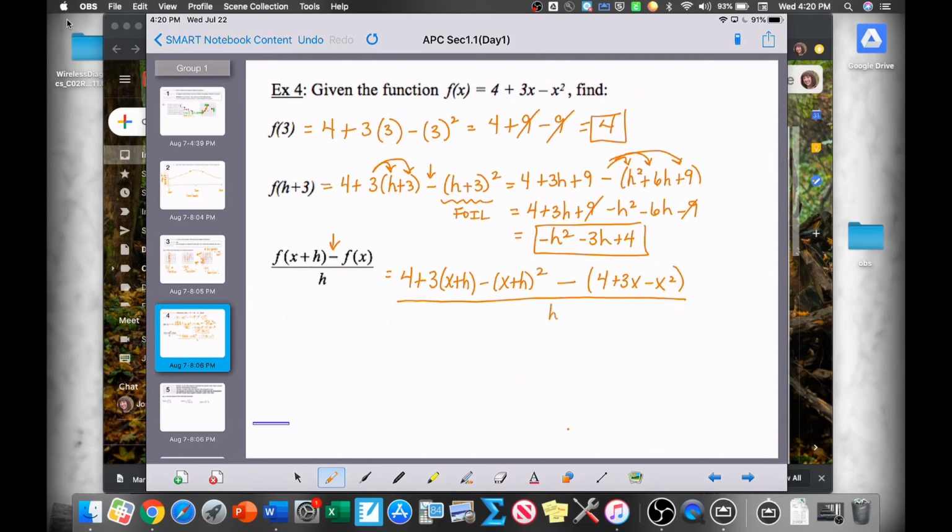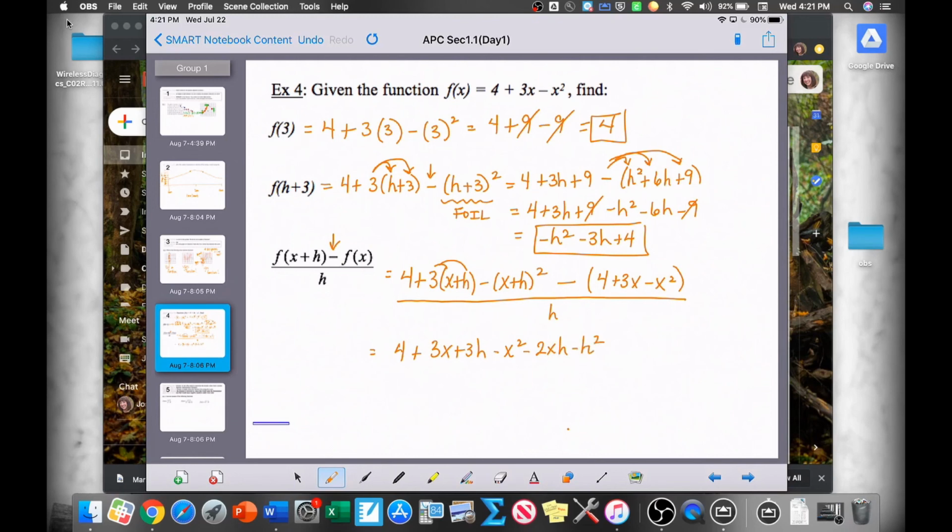So now we have some work to do as far as simplifying is concerned. We've got our 4 plus, we're going to distribute that 3, so we'll get 3x plus 3h. And all right, x plus h quantity squared, that's going to give us x squared plus 2xh plus, excuse me, h squared. But then we have to distribute the negative, so all three of those terms are going to become negative. So we're going to end up with negative x squared minus 2xh, or hx, however you want to write it, and minus h squared.